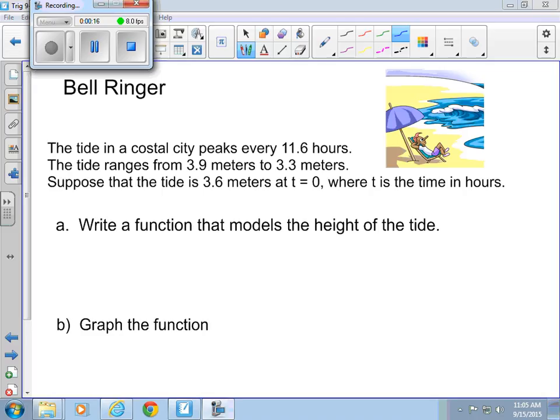hours. Write a function that models the height of the tide. This actually looks like a scary problem, but it gives you a lot of good information in there, doesn't it? What do we need to know to write a function? Give you the amplitude, period, and if there's any shifting, right? So amplitude, how can we find that?